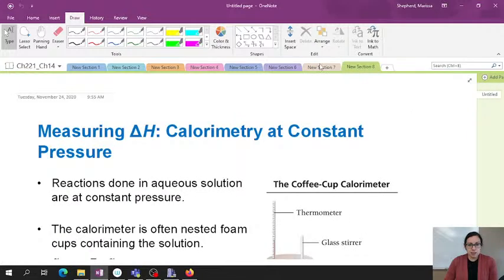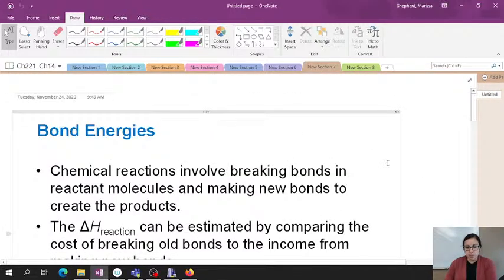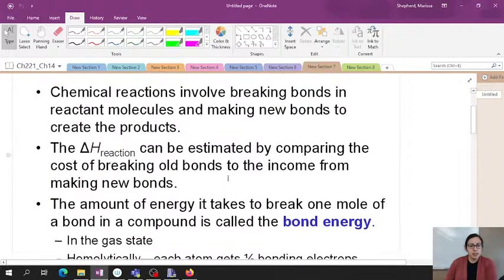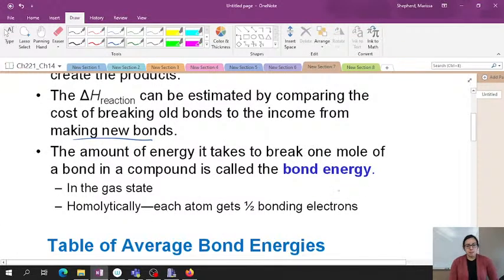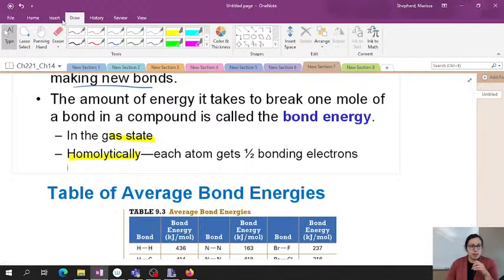All right, the next important thing is bond energy. So there's another way that we can figure out the delta H of the reaction. And this is by comparing our cost of breaking old bonds to the income from making new bonds. And so we have our average bond energies, and all these are calculated in the gas state, and this is homolytic cleavage, and so this means each bond gets half a bonding electron.